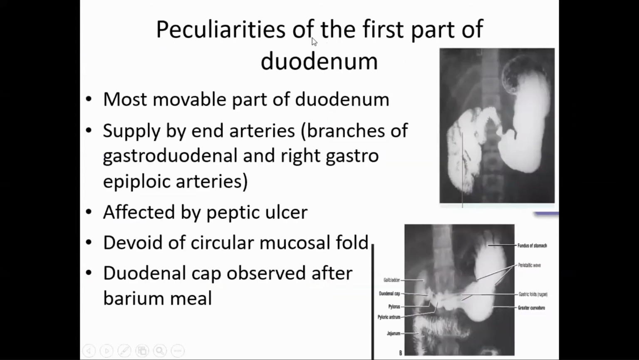So what are the peculiarities of the first part of the duodenum? Previously I told that the first, proximal part of the duodenum is more like the stomach than the rest of the small intestine. This first part is covered by the lesser and the greater omentum. At the upper margin, it is connected to the liver via which ligament? Hepato.